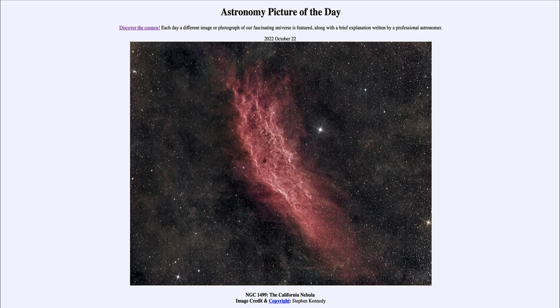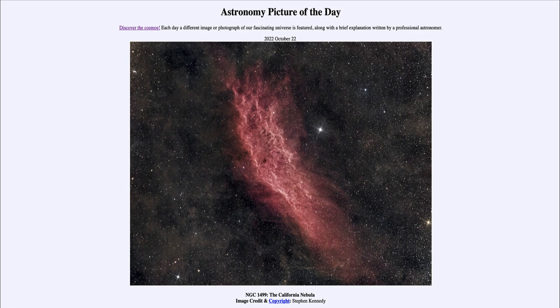sufficient numbers of them. And we'll see that there are fewer stars within the denser regions of that nebula, not because there are fewer stars there, but simply because they block out the light from behind and not allowing us to see through the dust in order to see those stars. So here we get to see the California Nebula, also known as NGC 1499, an emission nebula that is part of our own Milky Way.